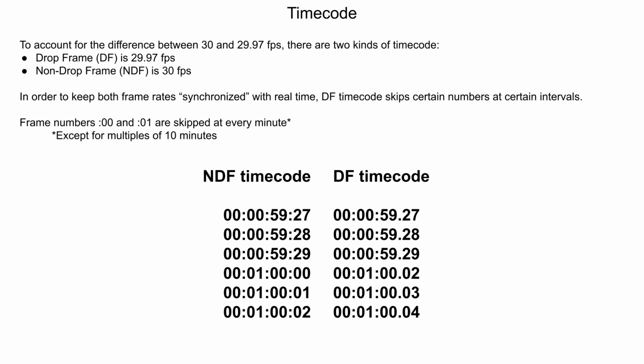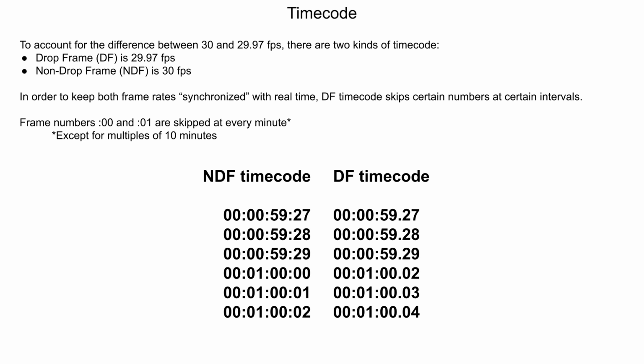Drop frame timecode, though, remember, the frame rate is ever so slightly slower than the other kind. It's only 29.97 frames a second. To keep the numbers lined up so that 1 hour of video shows up as 1 hour of timecode, they skip numbers every once in a while. When you get to 1 minute, there is no frame number 0, there is no frame number 1.